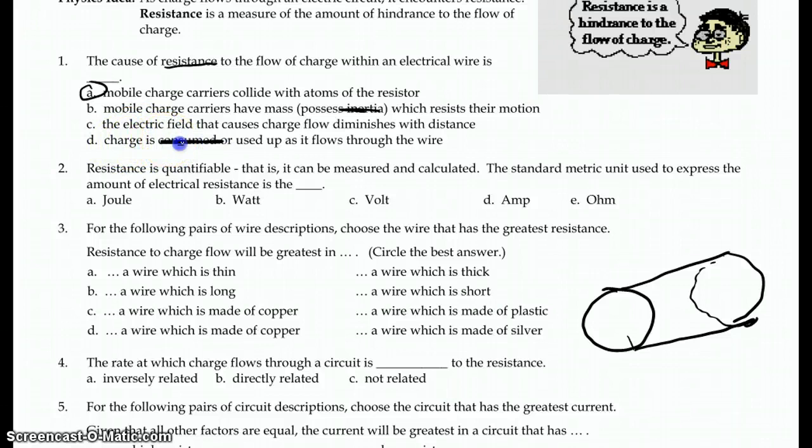And another one to majorly point out is charge is never consumed. Charge is a conserved property of matter. It can't appear or disappear. That'll be important to us throughout our looks at circuits.